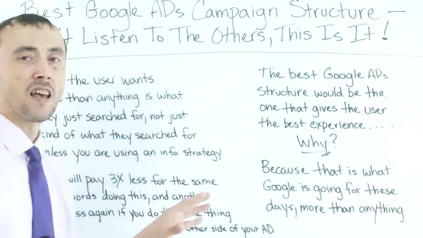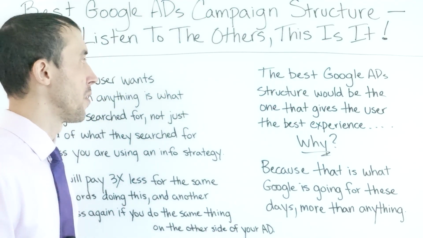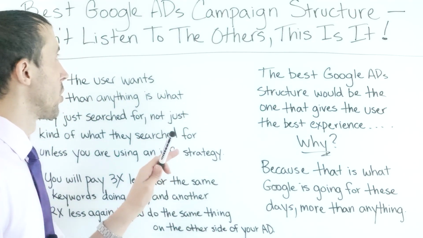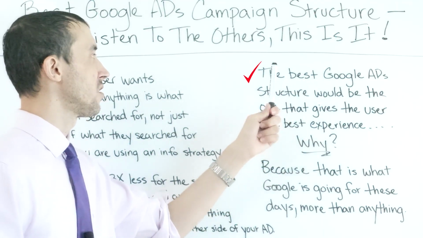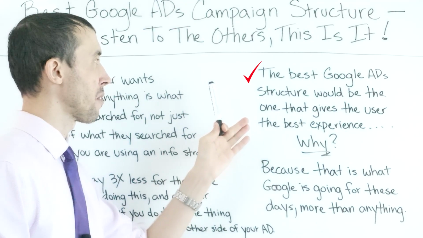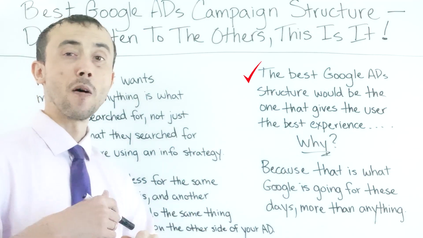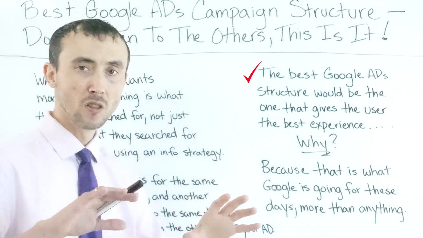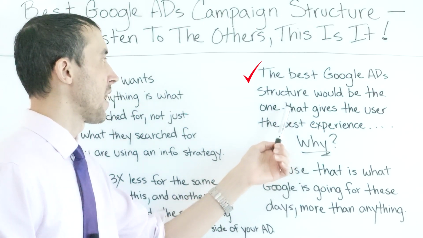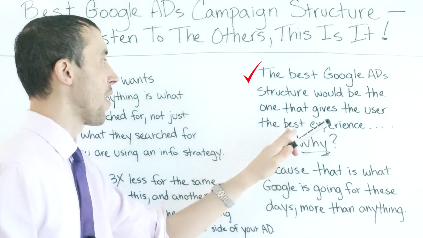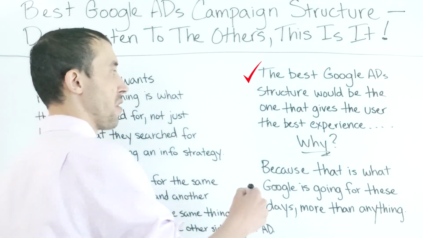So with that said, I'll get directly into the content here on what this campaign strategy and structure is. The best Google Ads campaign structure, when you're talking about search ads, is different from shopping ads and all that stuff, which have slightly different rules. Anyway, the best Google Ads search campaign structure would be the one that gives the users the best experience.